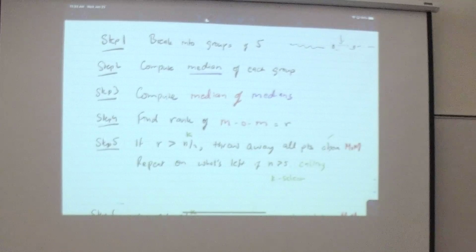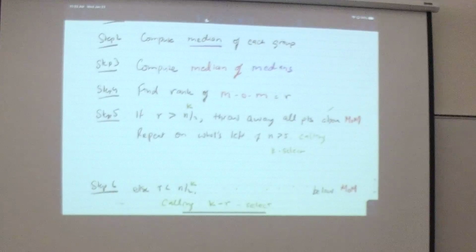I told you I don't care. Remember, I said ignore the first 3 steps. All I'm saying is magically produce this red thing, find its rank by a linear scan, and then prune out things accordingly based on its rank compared to the element whose rank I'm looking at, based on K. So steps 5 and 6.